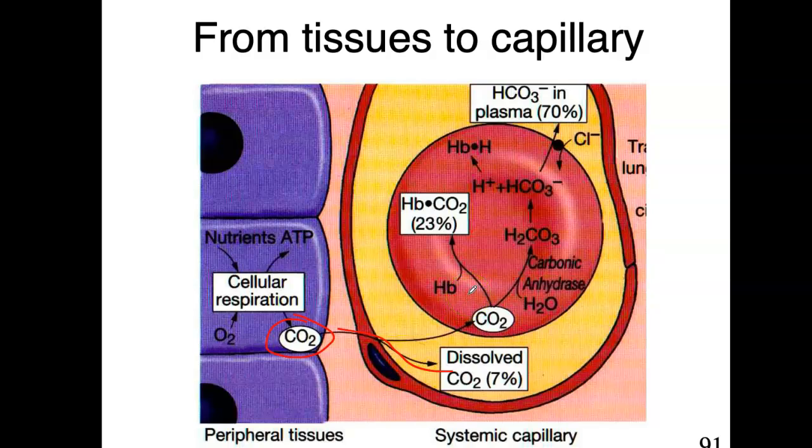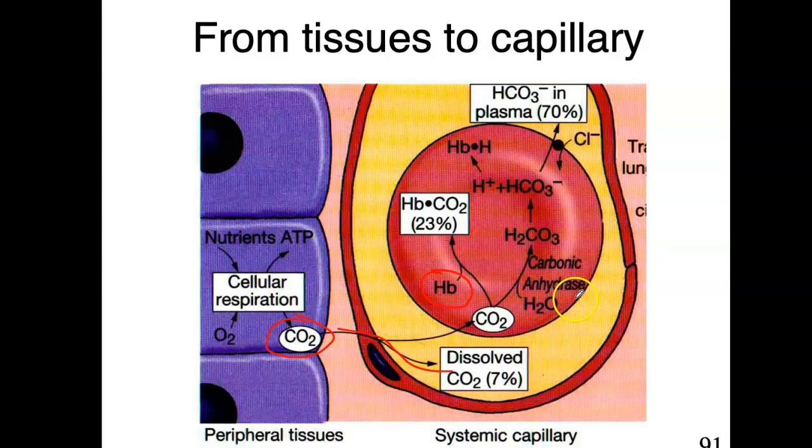All 93%. But once it's inside the cell, only a portion of that is going to combine to hemoglobin. And that portion that combines to hemoglobin is carbaminohemoglobin. And it's about 23% of it. So there's hemoglobin, Hb, and CO2. Good. But the rest is within the cell still.